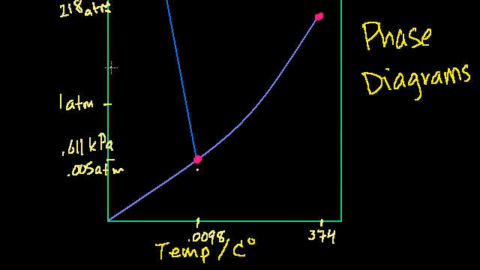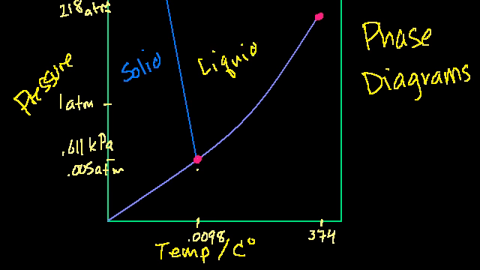So just to understand what's going on here, on this axis I have pressure. On the x-axis I have temperature. And at any given point, this diagram will tell you whether you're dealing with a solid. So solid will be here. A liquid will be here. Or a gas.